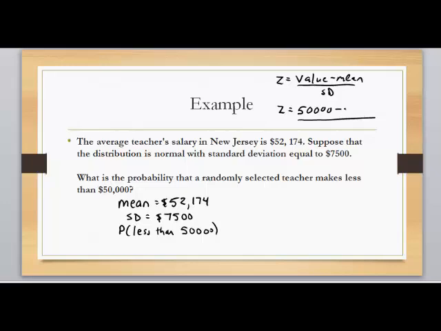I'm going to subtract off the mean. So I'm subtracting 52,174. And I'm going to divide by the standard deviation. So now I'm going to calculate that z-score. And round it to 2 decimal places. So I'm going to get negative 0.29.